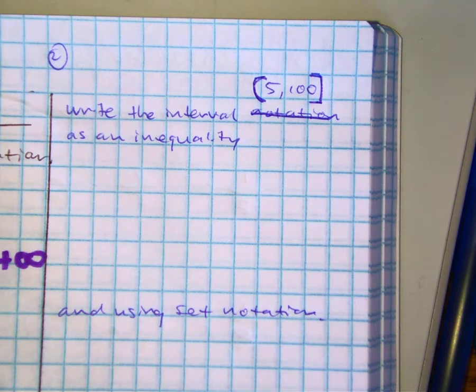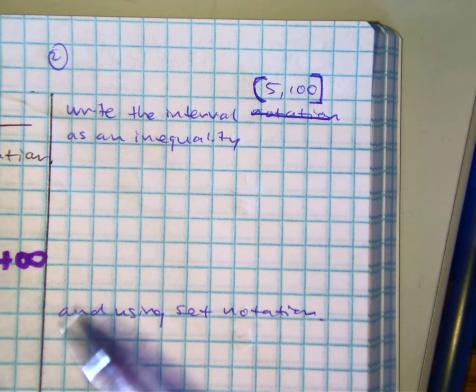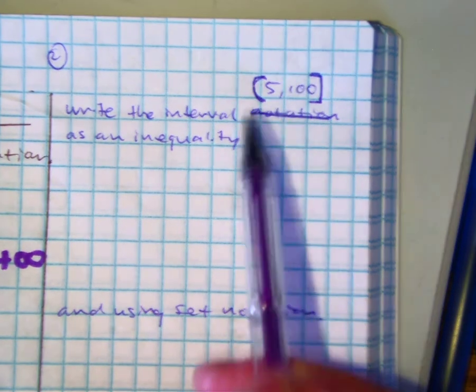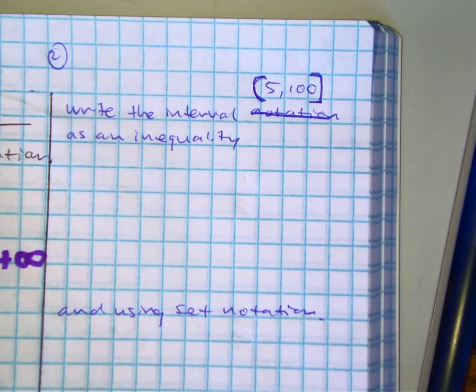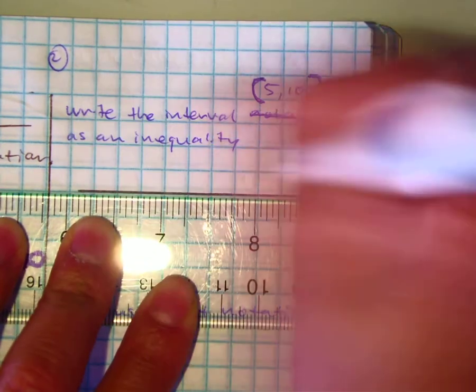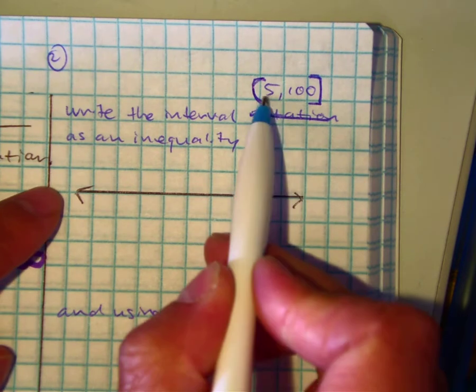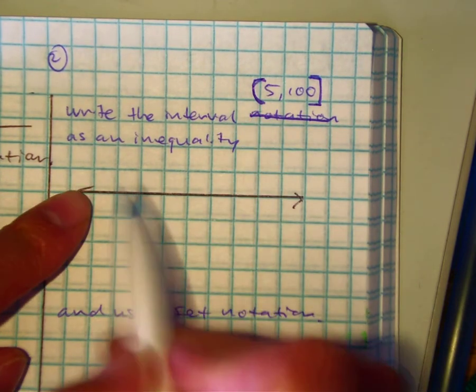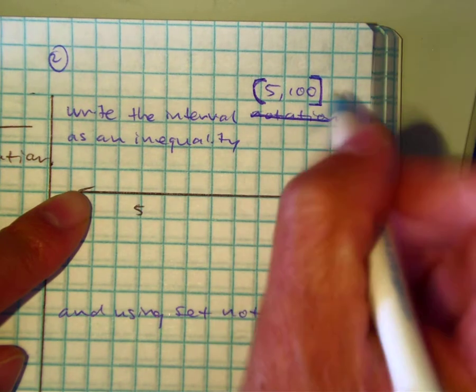In question number 2, they ask you to write the interval as an inequality. So maybe you're a type of person who says, well, I see this and I want to see a visual. That just means you create your own number line. And on the left side of this interval notation is the left side of your graph. So I'll just put a 5, and we're not counting.